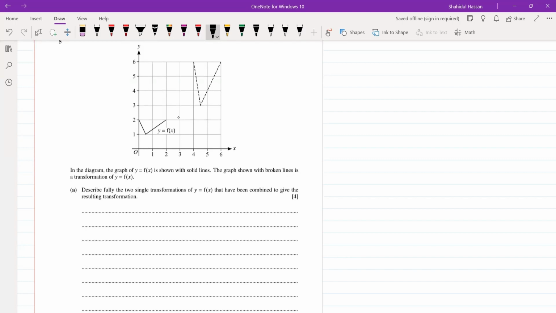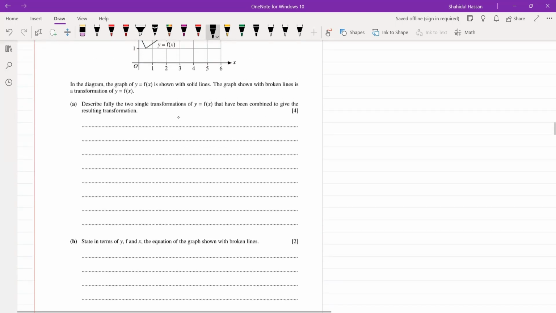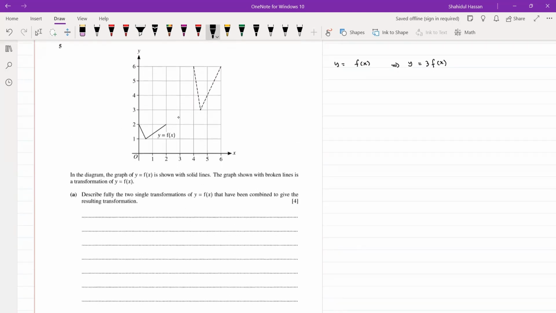So when do we have vertical stretch? Y equals f of x. When do we have a vertical stretch? When we have y equals f of x, we go to y equals 3f of x. That's when we have vertical stretch. Okay, understand, students? We have vertical stretch when we have y equals 3f of x.